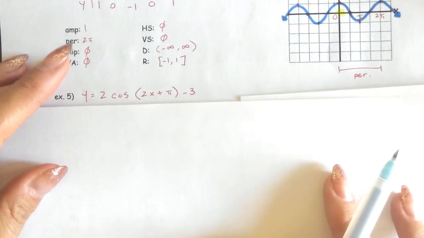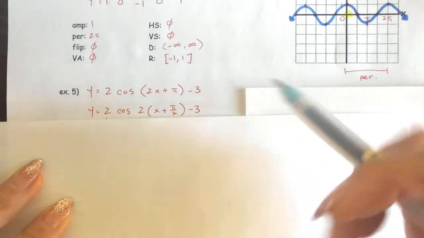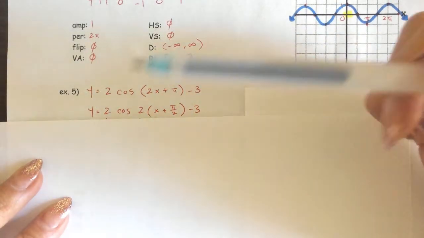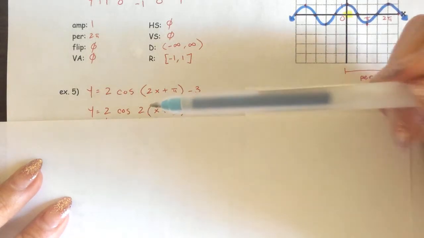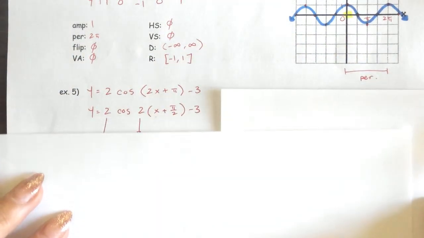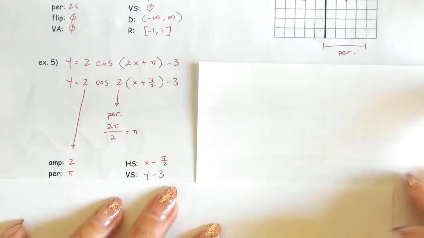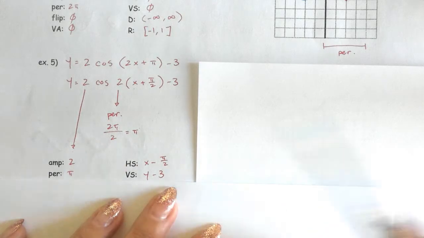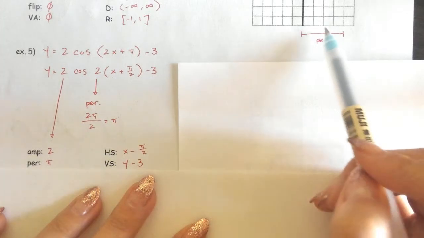Okay, so let's look at the first one. What are you going to do first? You're going to factor out the 2 because you're not a sucker. And then, what's your amplitude? 2. What's your period? 2 pi over 2, which is pi. So you have these things. You have your fake origin, which is negative pi over 2 comma negative 3. Okay, so I'm going to start with my period.